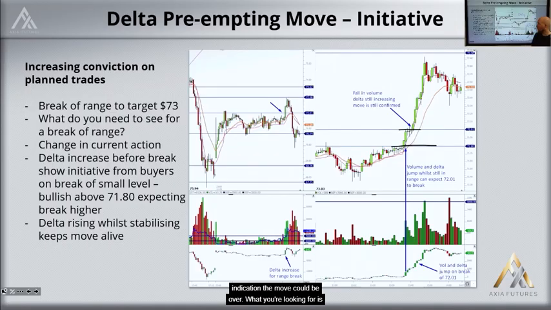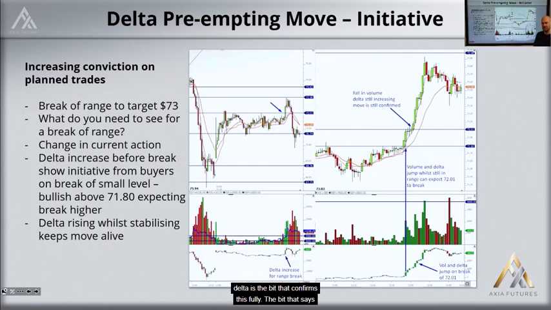But what you're looking for is the preemptive nature here. You already know that you're looking for the breakout. You already know what you want to see for the break. You want to see a drive through 71.80 that gives you the opportunity to buy at around 72 for the continuation up. That's what we're after.